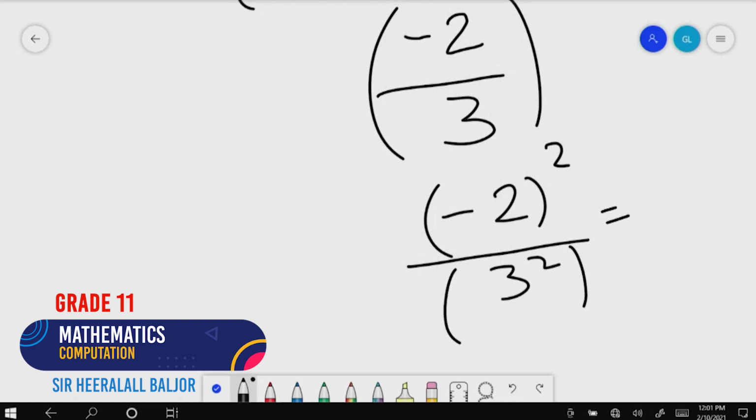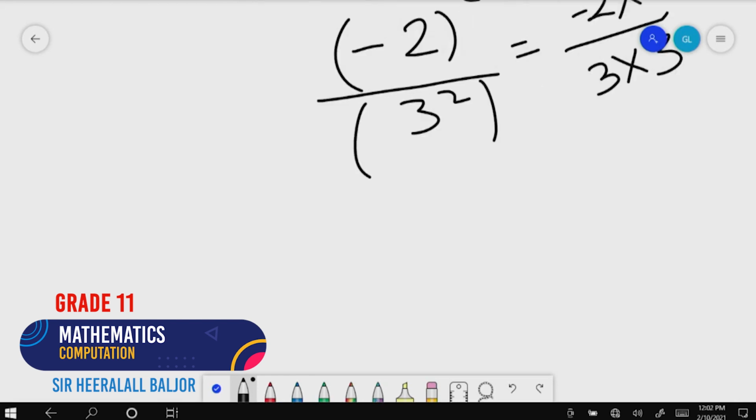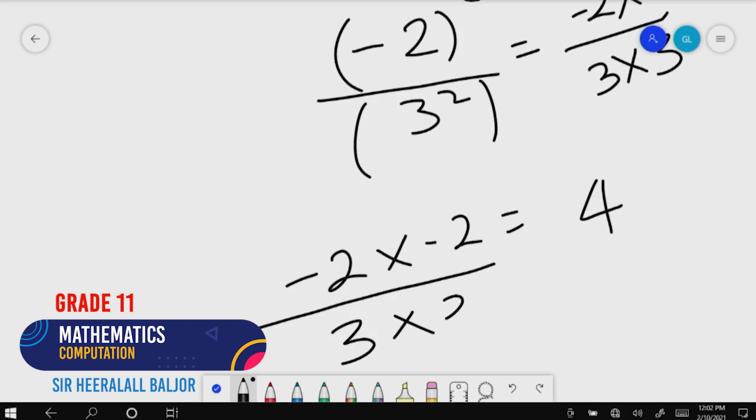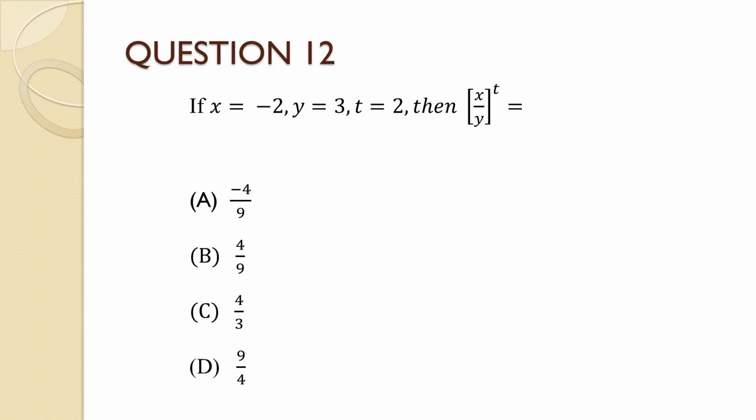So minus 2 square would have been minus 2 times minus 2. 3 square would have been 3 times 3. Multiplying minus 2 times minus 2, this gives us a positive 4. 3 multiplied by 3 gives us 9. Hence our solution for this question is 4 over 9, which is B.